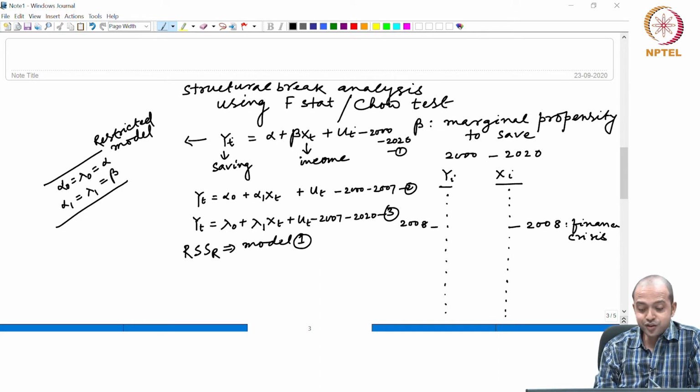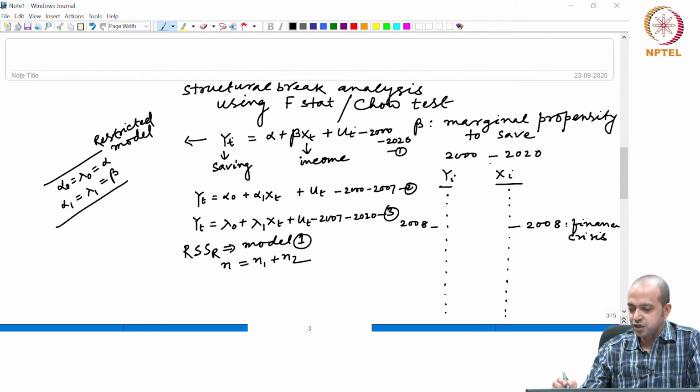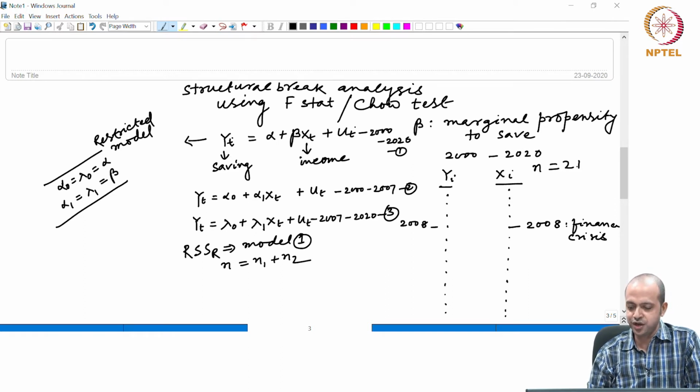And what would be the degrees of freedom? Let us say that we have total number of observations n, where n equals n1 plus n2. So, total n equals how much? 2000 to 2020, so n equals 21. Total number of observations, we have 21 years of data.